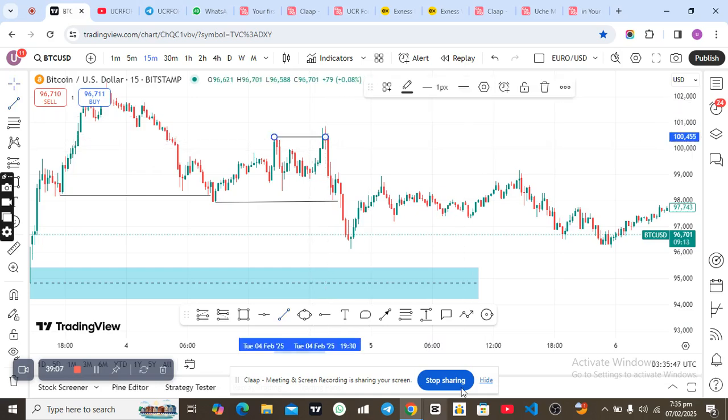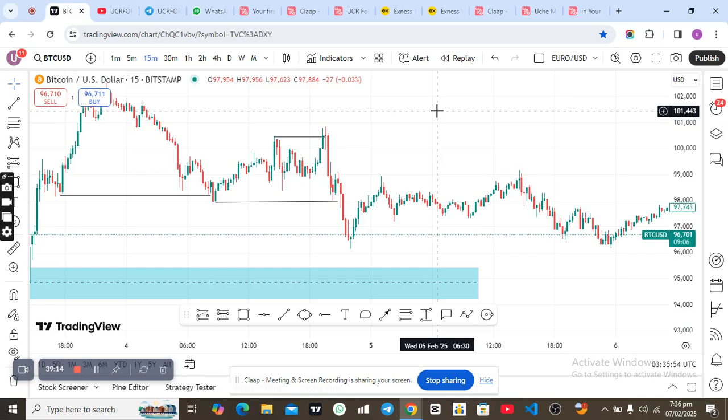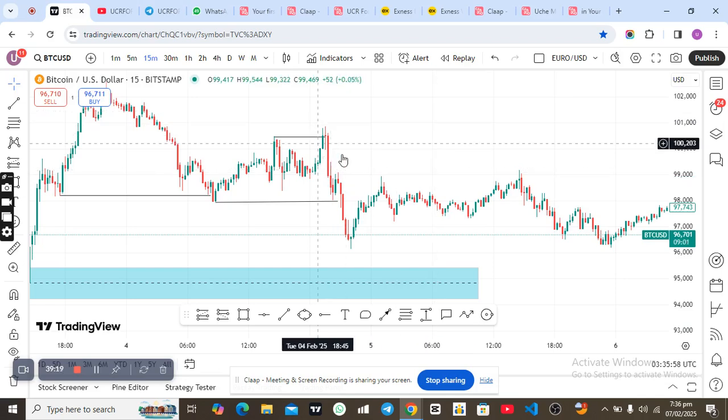Remember that the clear must be with a wick. It must be with a what? It must be with a wick. The reason why is because it's a wick that they use to collect the stop losses. Do you understand? So this is it now.